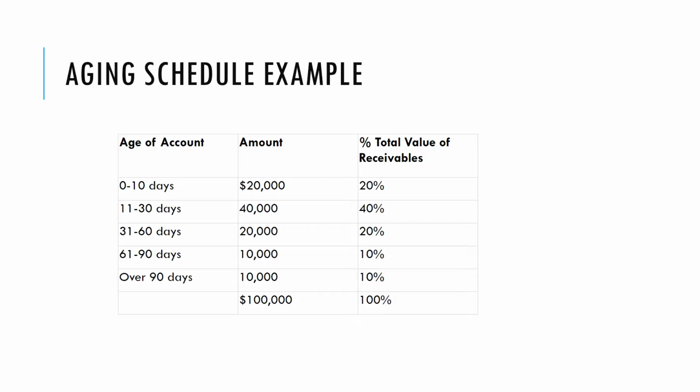So you can look at this example. As you see, in the first column, we have the age of accounts. So 20% of all of the receivables are less than 10 days old. 40% are 11 to 30 days old. 20% of our accounts receivables are 31 to 60 days old. And then 10% are 61 to 90 days old. And over 90 days represents 10% of the receivables.